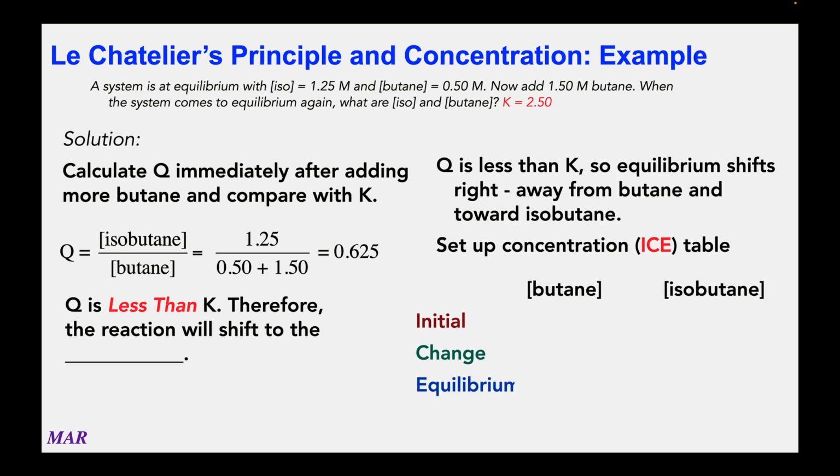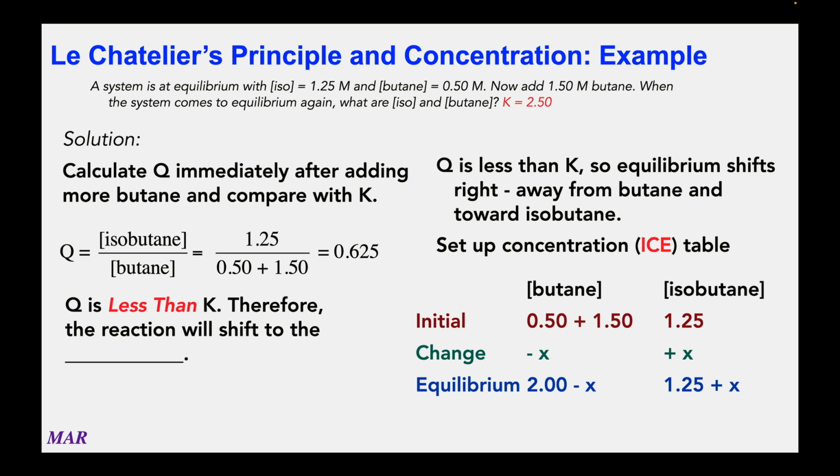We can use an ICE table to help us out here. So initially, you have 0.50 plus 1.50 molar butane, and isobutane is 1.25. Now, the Q versus K comparison allowed us to determine that the product will be going up. That's a shift to the right. So it's easy to see how that would be a plus X right there for isobutane. But you can't get something from nothing.